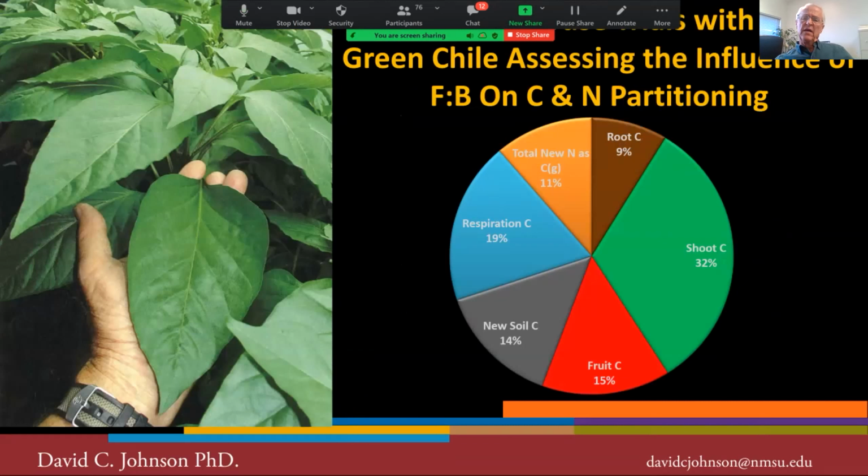We followed with a greenhouse experiment with Chile, assessing the influence of fungal-bacterial ratio on carbon and nitrogen partitioning. You see in the charts to follow, the brown will be the root carbon, the green will be the shoot carbon, the red will be the fruit carbon, the gray will be new carbon that's put into the soil, the blue is respiration carbon, and the orange is carbon that has been devoted to nitrogen fixation.